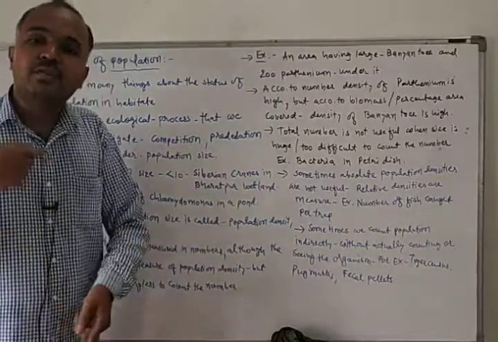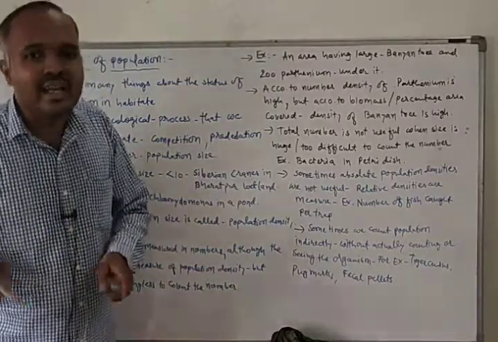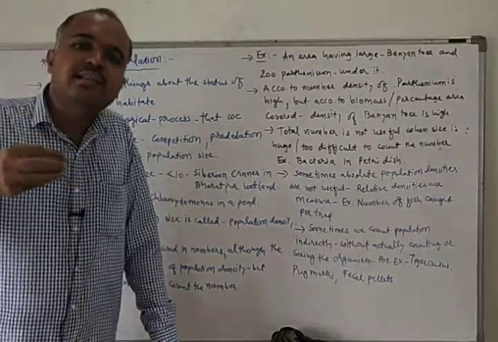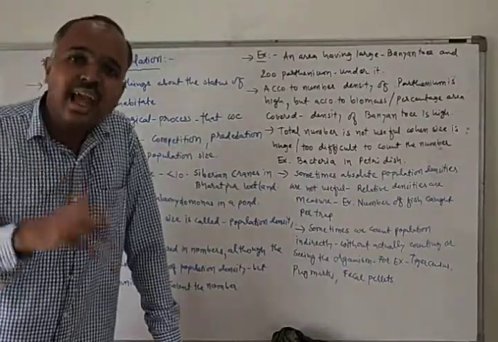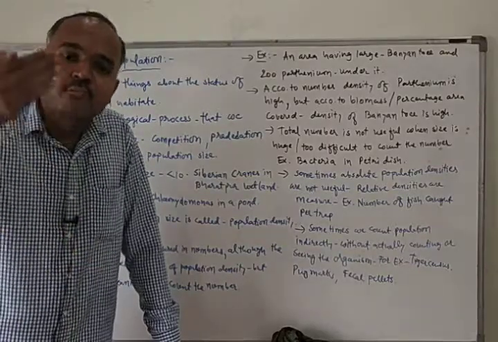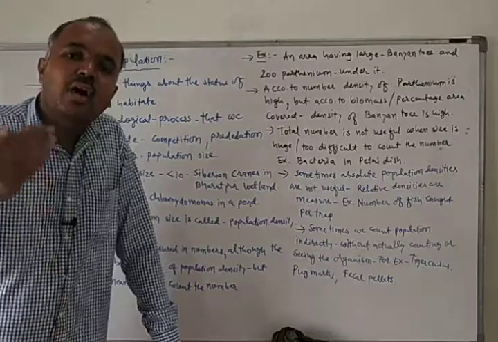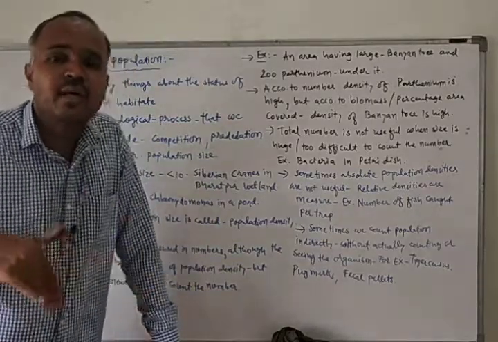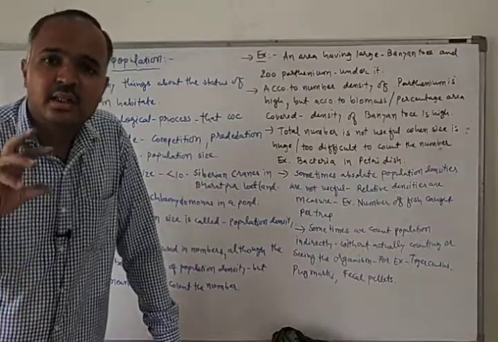And sometimes we measure population density indirectly without actually seeing the organism. Say for example, tiger census. In tiger census, we do not actually count tiger. We will count the amount of fecal pellets, or we will count the pug marks of the tiger, and on that basis we will count the number of the tigers in the tiger reserve.